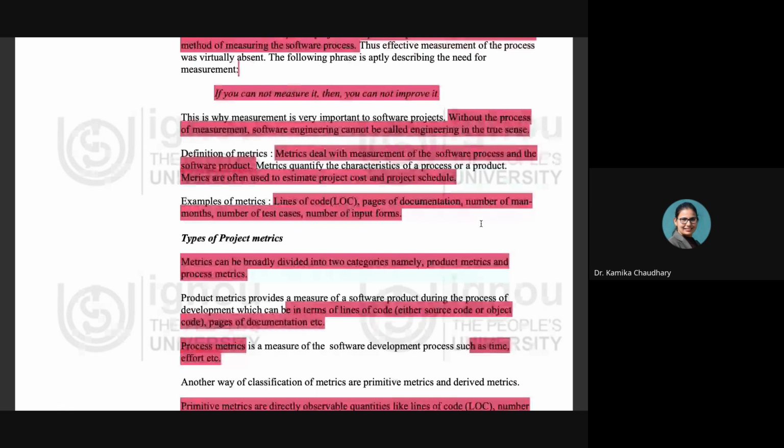Then number of input forms. Input forms are also being generated. So that also comes under your metric part.